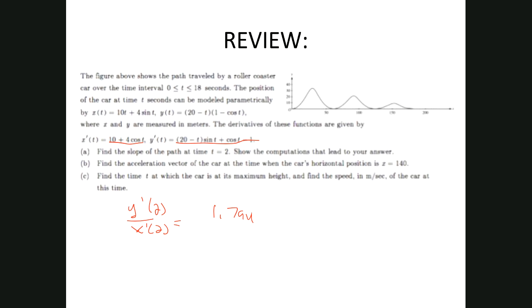Part B, it says find the acceleration vector of the car at the time when the car's horizontal position is x equals 140. Okay, so in this problem, I'm finding the acceleration vector of the car at the time when the car's horizontal position is 140. So horizontal position is going to deal with the x value.